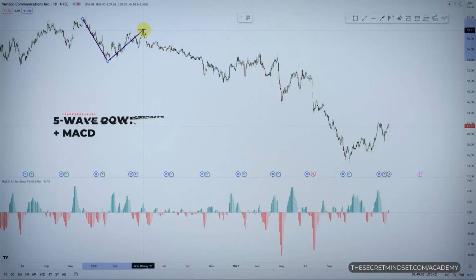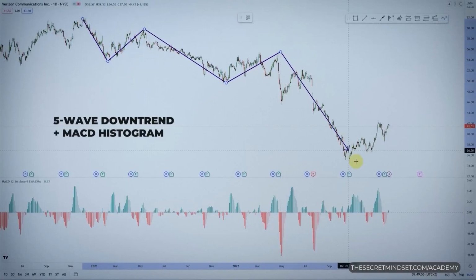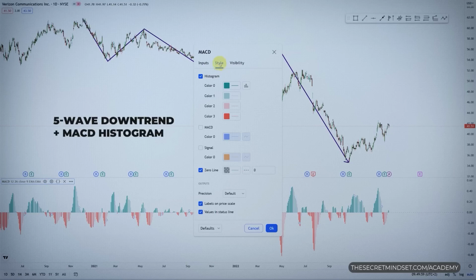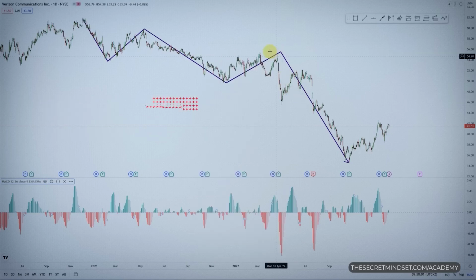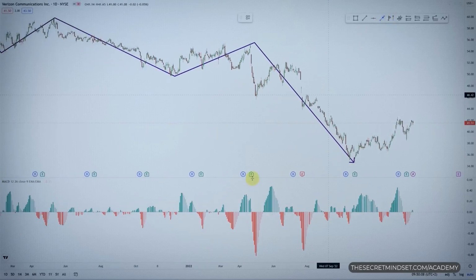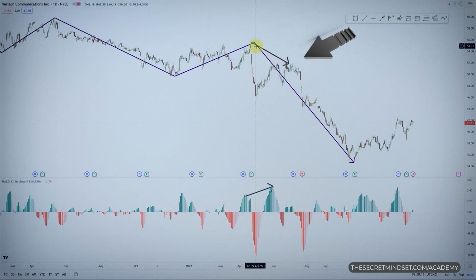This is a 5-wave downtrend, with a MACD histogram applied at the bottom of the chart. And somewhere inside this last wave was the perfect opportunity to enter in the direction of the dominant trend with a low risk and a pretty high reward. It was right here, a leading signal using two leading tools.